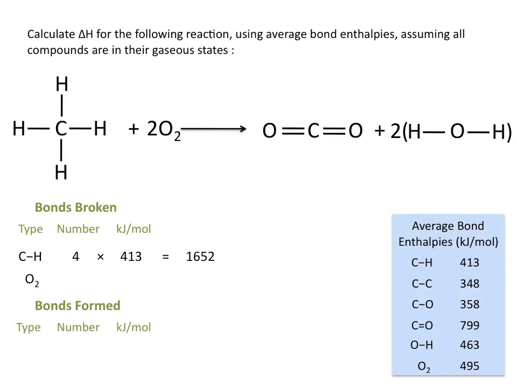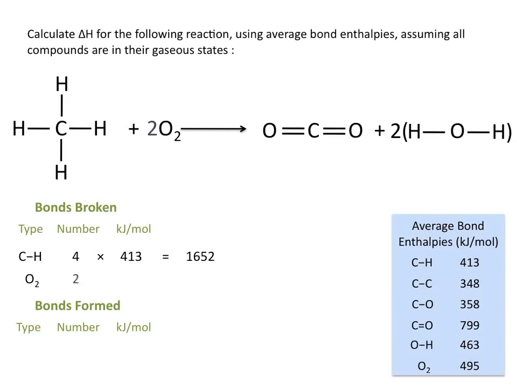And what you'll notice is that on average bond enthalpy tables, instead of listing the bond between O2, you'll just see O2 listed as a molecule. And that's because you sometimes see the structure of O2 represented differently, whether you're drawing a Lewis structure or whether you're using molecular orbital theory. And so most of the time, instead of drawing out the bond between two oxygen atoms in an O2 molecule, you'll just see the molecule O2 listed by itself on an average bond enthalpy table.